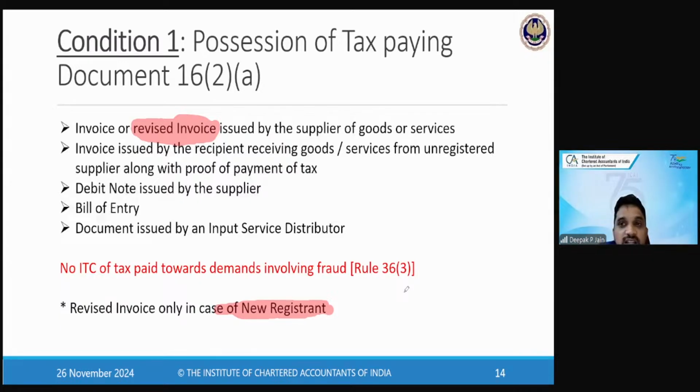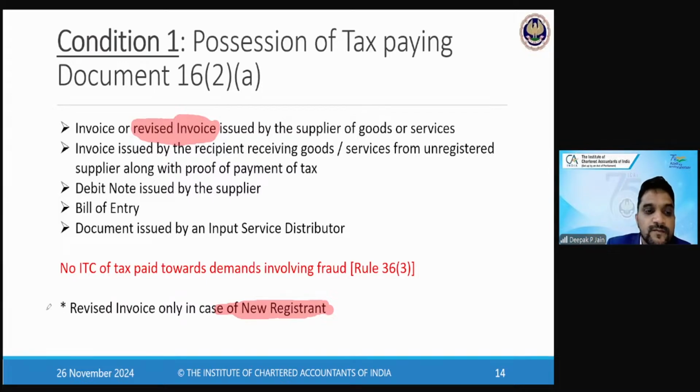So once he gets the registration, he will revise the invoices which he has issued from the date of crossing the limit till he actually got the registration number. यहाँ तक का जो gap है, from the date he applied for registration till the time he gets registration, for this interim period, whatever sales he has made, for those sales he has to issue a revised invoice. So revised invoice is possible only in case of this newly registered person.